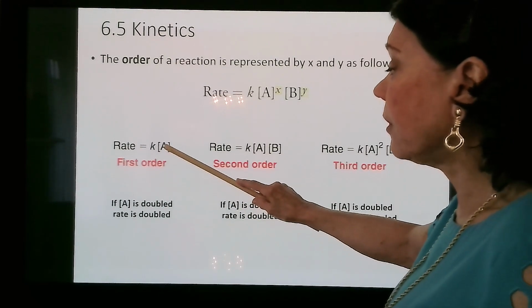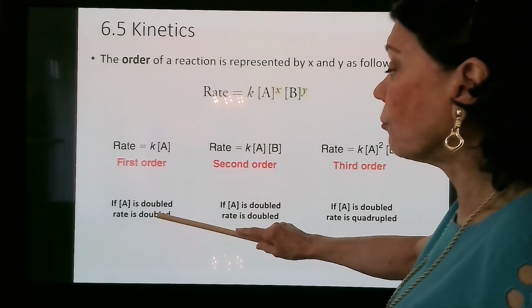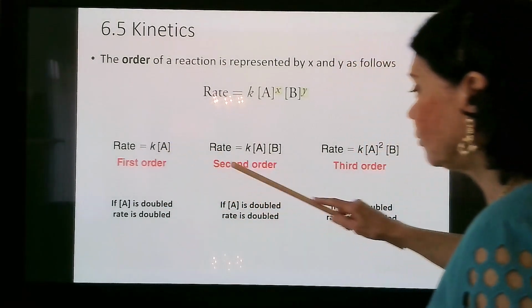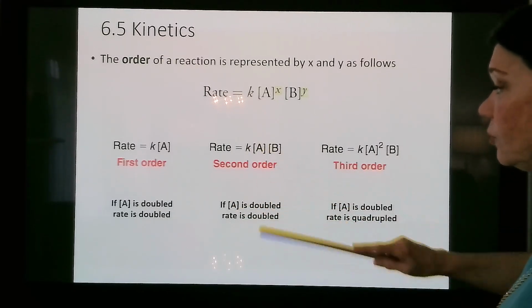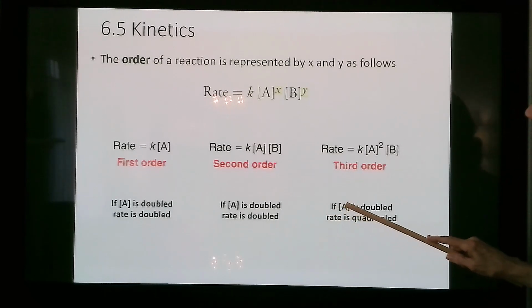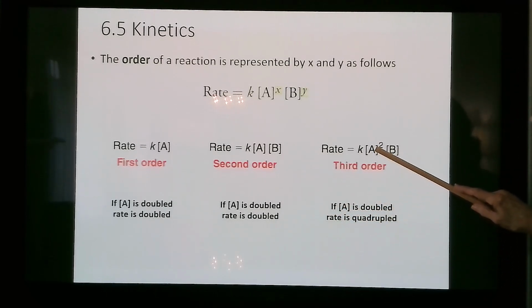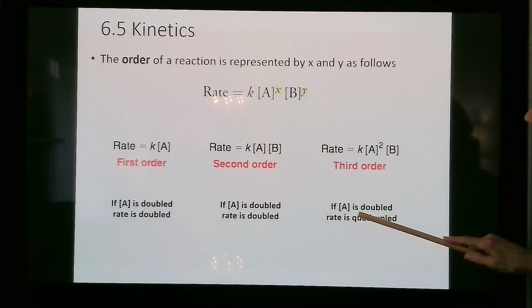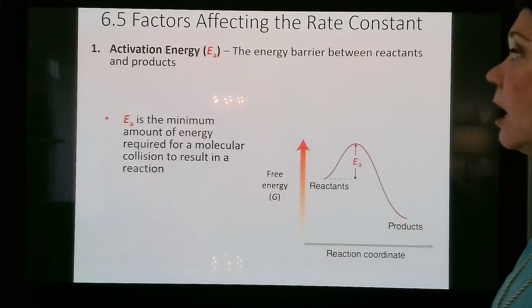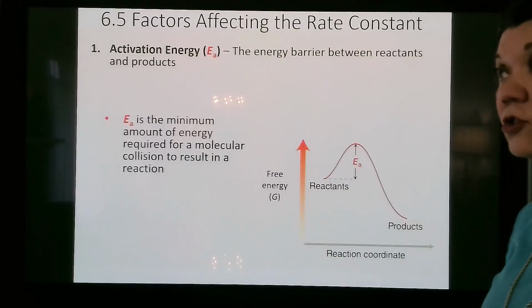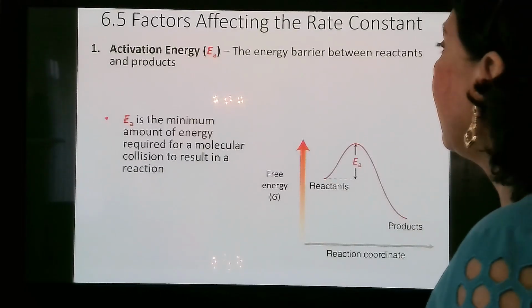Here, if you double the concentration of A, the rate is doubled, obviously. Here, if you double the concentration of A, the rate is doubled. Okay? Here, if you double the concentration of A, since A is taken to the second power, the rate is quadrupled. Okay? So that's just a demonstration of the way that the concentrations impact the order of the reaction.